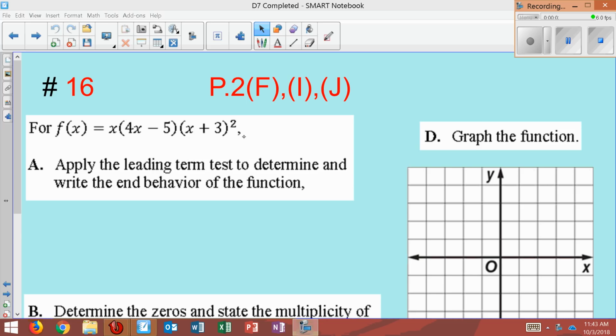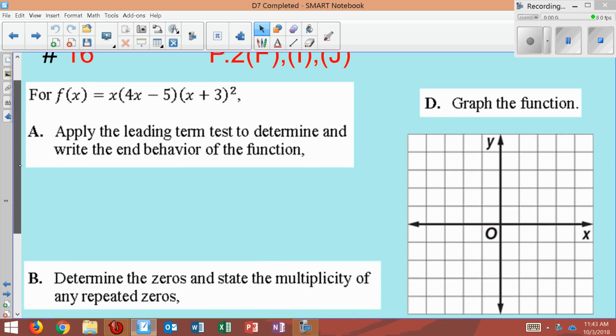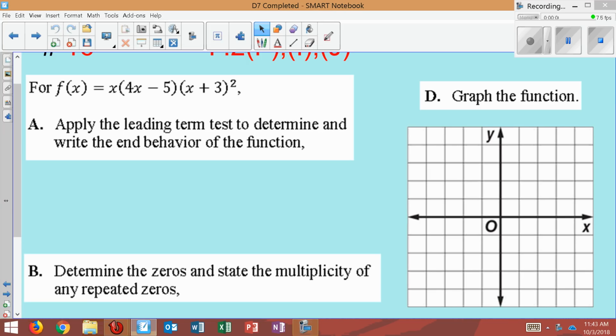Number 16. For this function f of x, apply the leading term test to determine and write the end behavior of the function. So this is in factored form. As a reminder, it's usually easy to identify the leading term in standard form. If it's in factored form, what you do is multiply any values that are connected to an x.